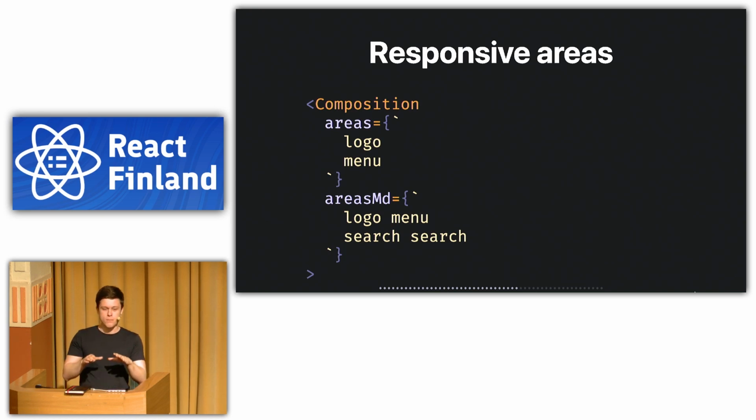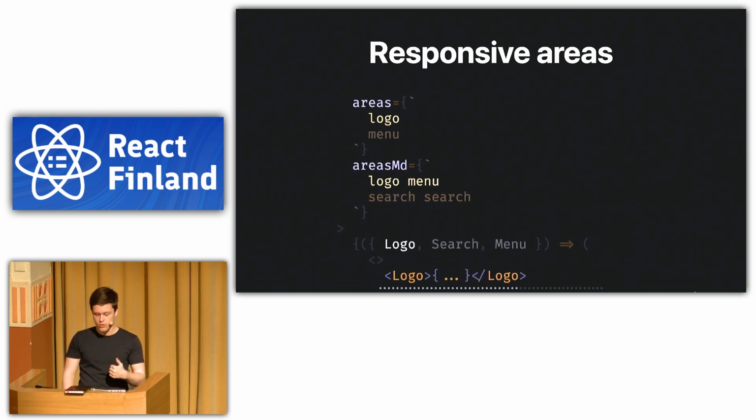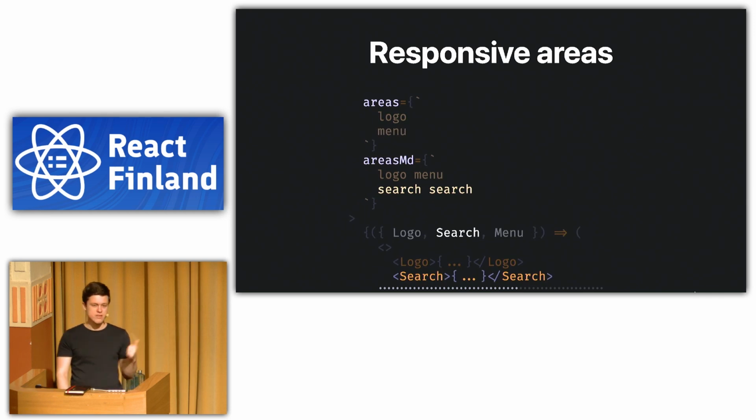And apart from these 2 strings being applied based on media query, atomic layout will parse them and understand that logo and menu are present everywhere, so just render them. But search is only defined on medium breakpoint with areas MD, so it will automatically wrap it into media query container and render only when you specified.